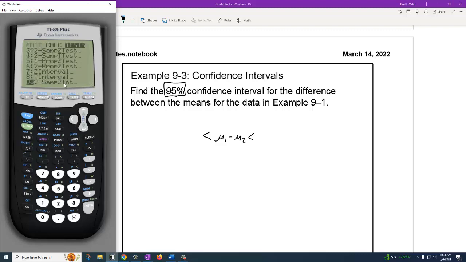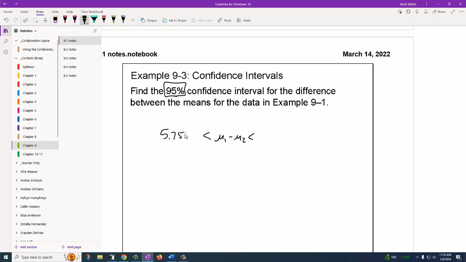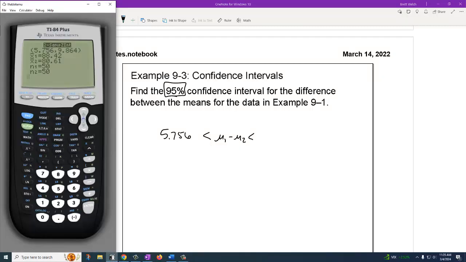It is a 2-sample z interval, which is option 9. The data copied over for me, which is really nice. I want a 0.95 confidence level, and if I calculate, I get 5.756 up to 9.864.